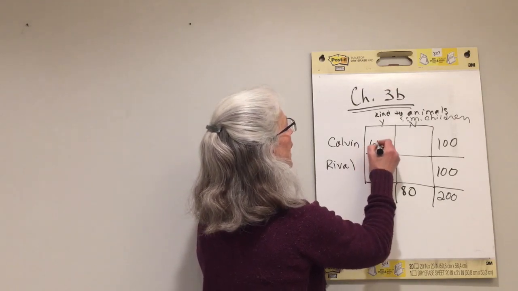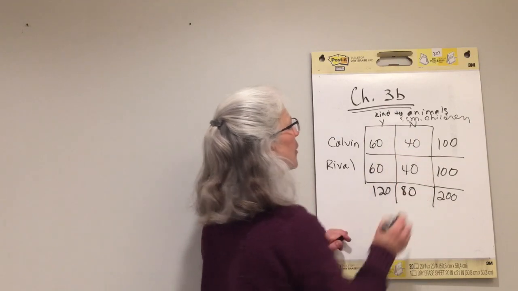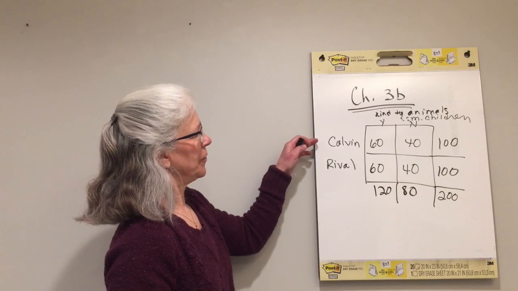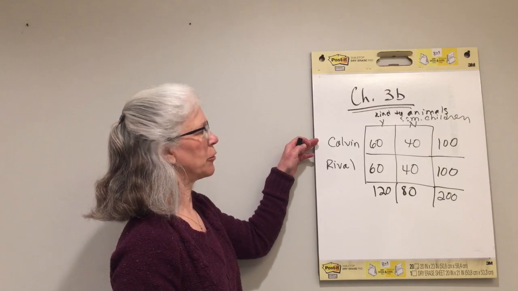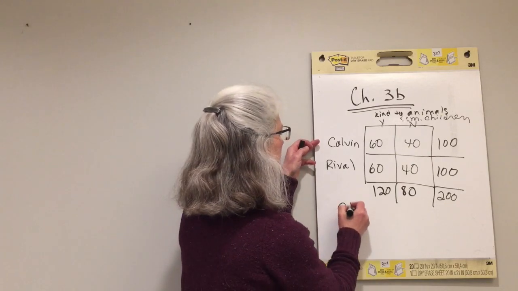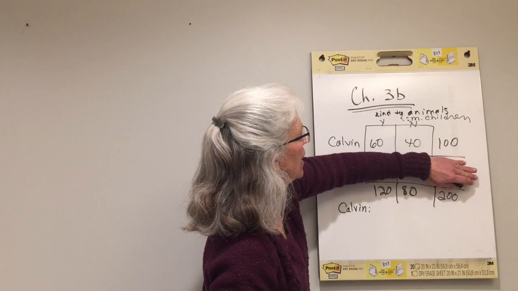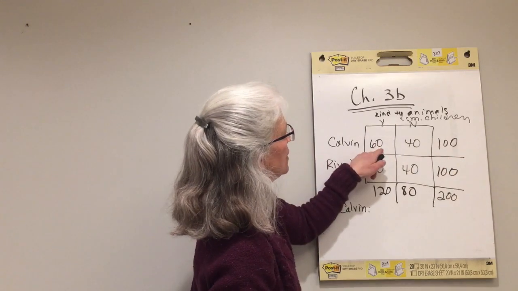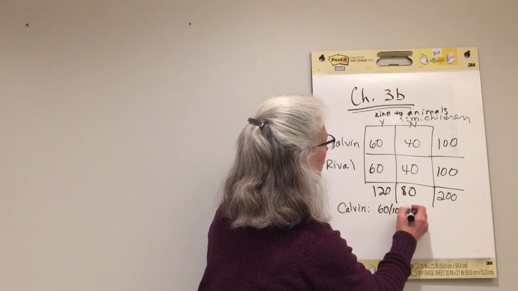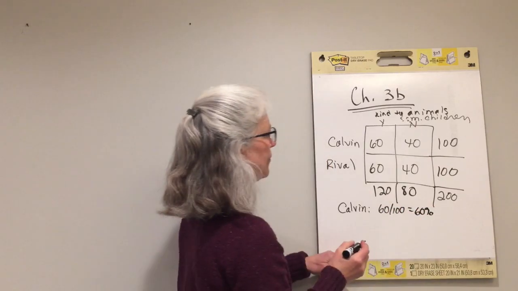So first, let's say we have those numbers in the table. Well, we'll take it row by row because we want to compare Calvin to the rival college. So among Calvin students, we have 100 Calvin students, and of the 100 Calvin students, 60 are kind. So 60% are kind and 40% are not.